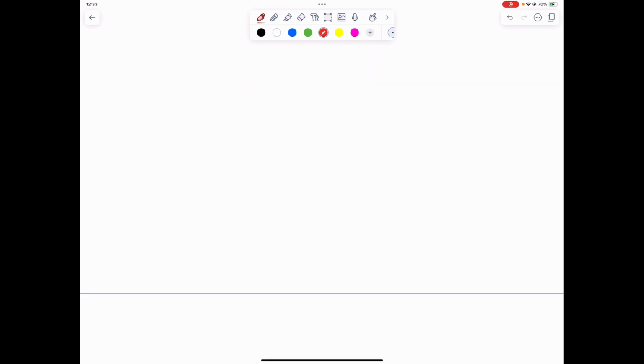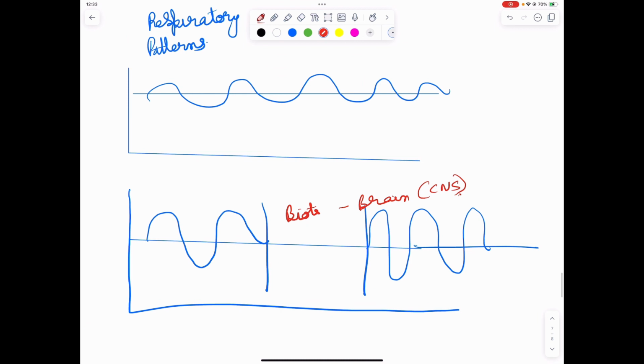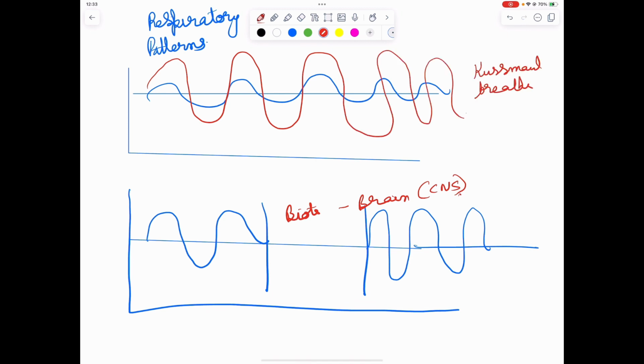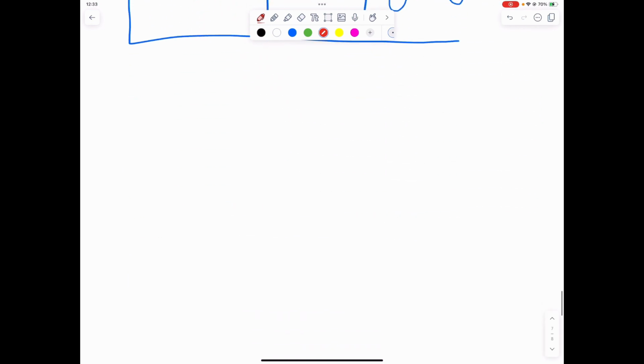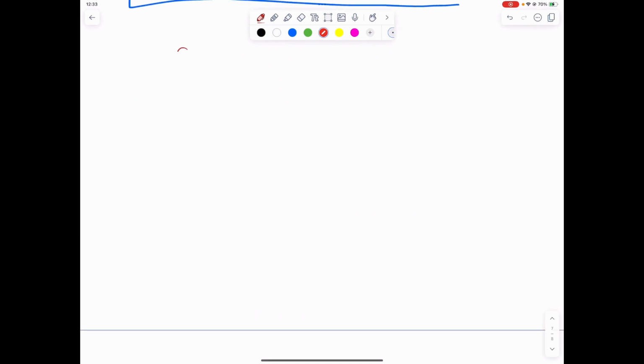Now we move towards Kussmaul breathing. Kussmaul breathing is nothing but an increase in the amplitude. What will happen in Kussmaul breathing? There will be an increase in the amplitude. Crescendo will be Cheyne-Stokes respiration. What you can remember is crescendo.